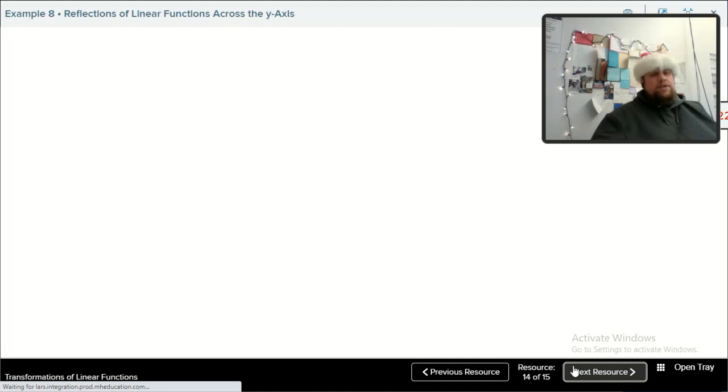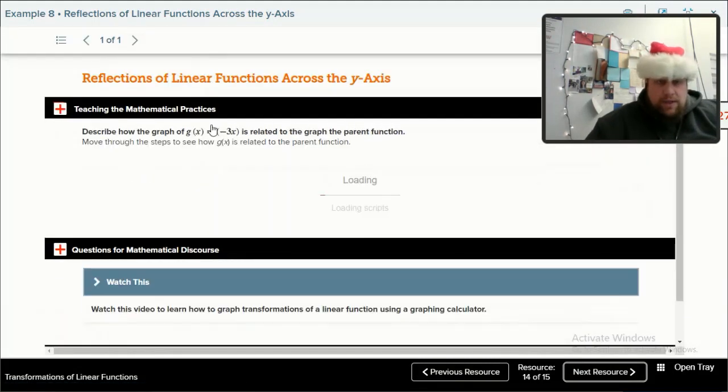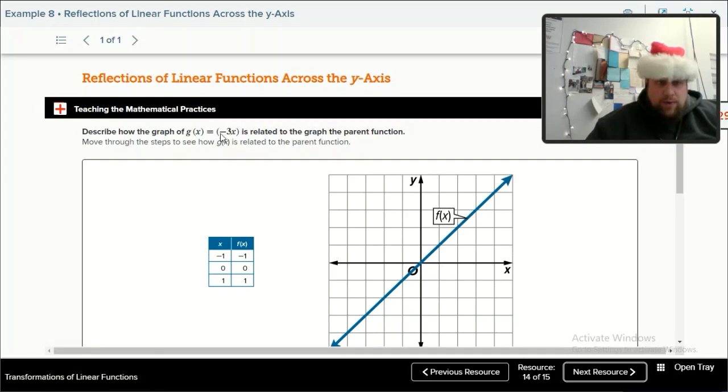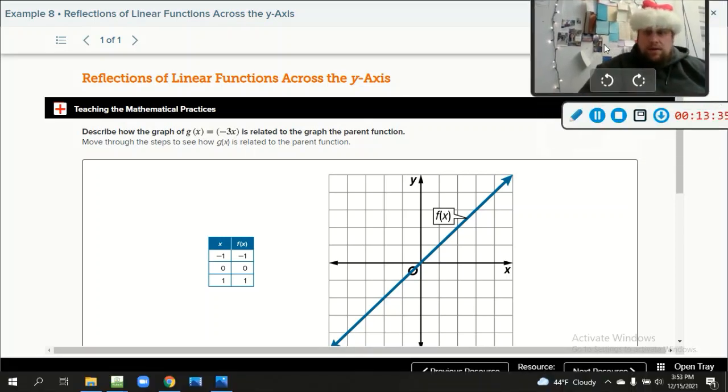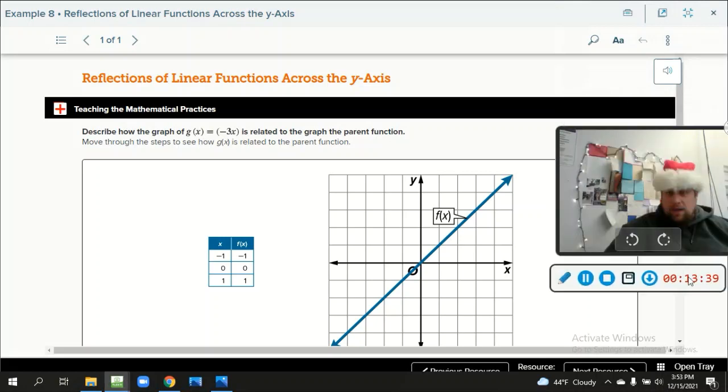Now we're going to do reflections across the y-axis. So let's look at this first one. We're going to see the negative is grouped with the x. We have g of x equals -3x.